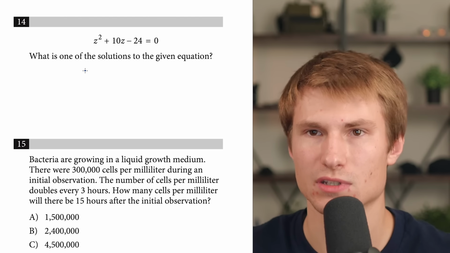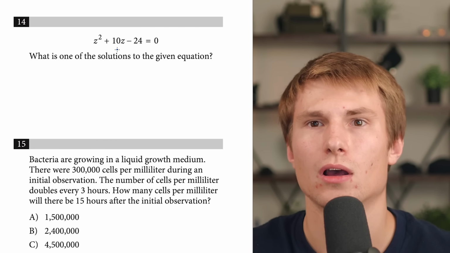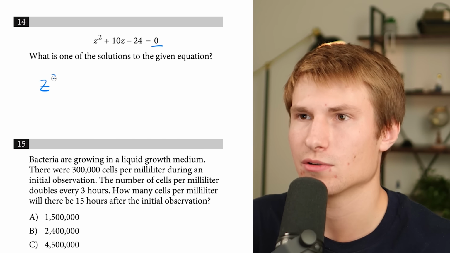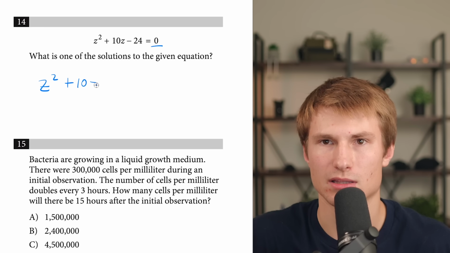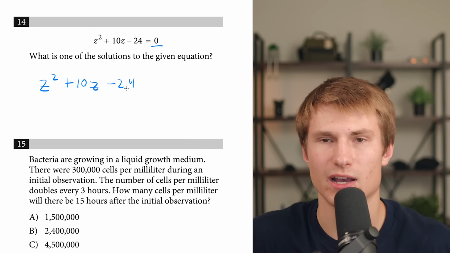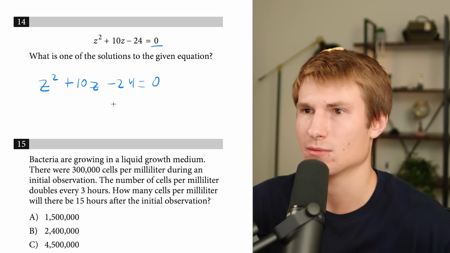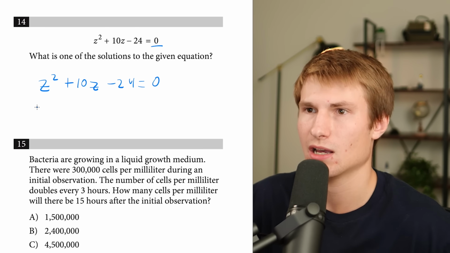What is one of the solutions to the given equation? All right, well, immediately what I'm going to look to do here is go ahead and factor because we have it set equal to 0. Another option you could use here is Desmos, but in this case, I think it's probably faster just to go ahead and factor. All right, so if I'm factoring this out, looking for numbers that multiply to get me negative 24 and sum to positive 10.